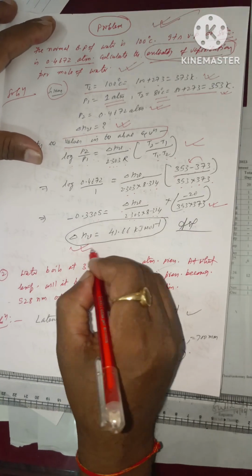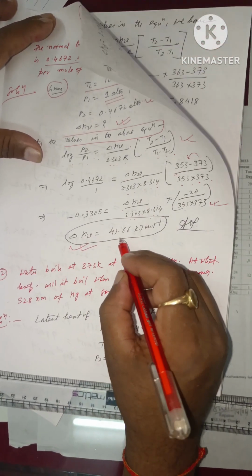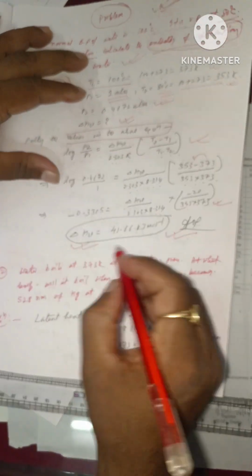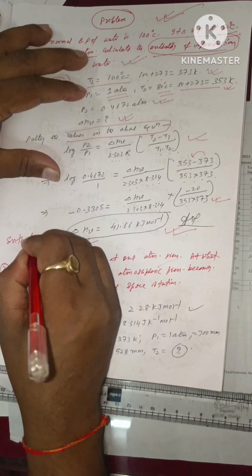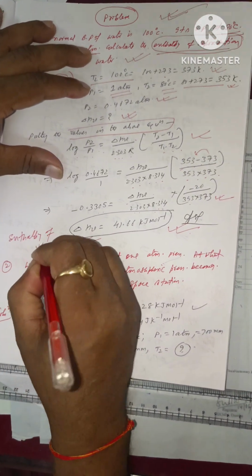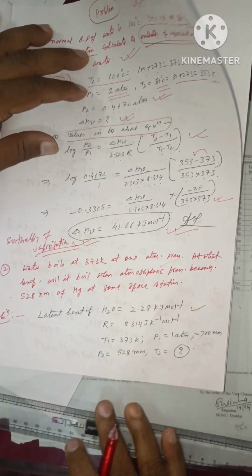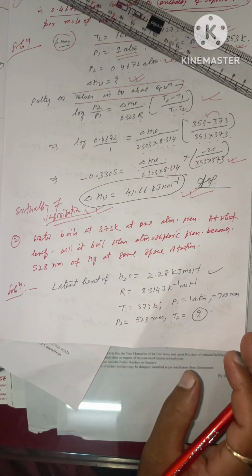On further calculation, we have delta H vaporization is equal to 41.66 kilojoule per mole. This is the required answer, and this is the enthalpy of vaporization.